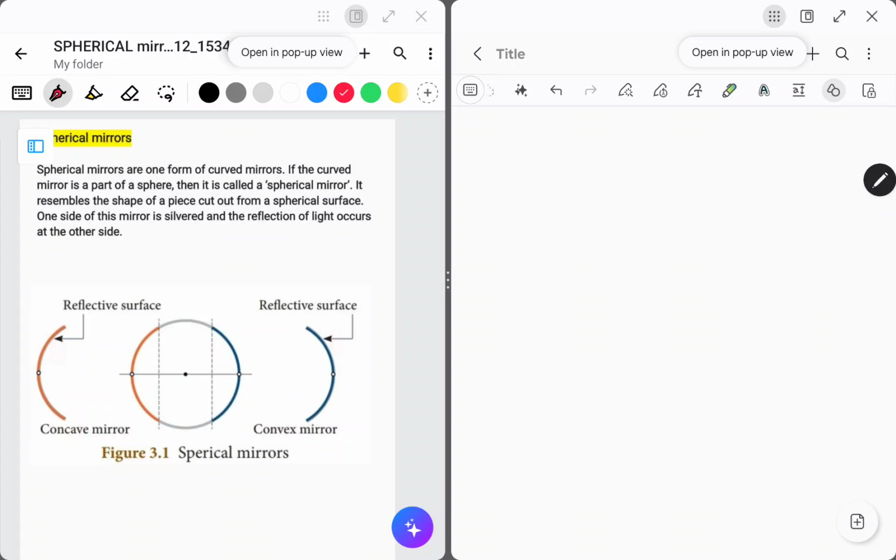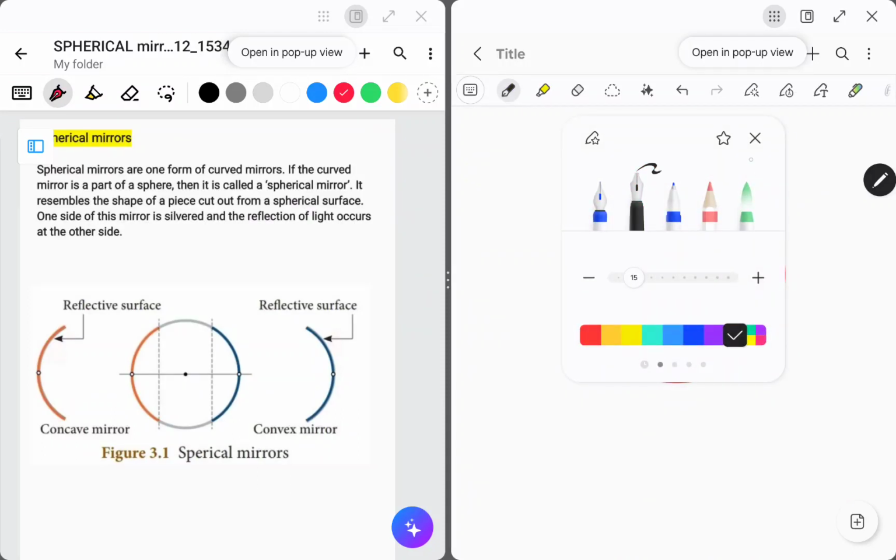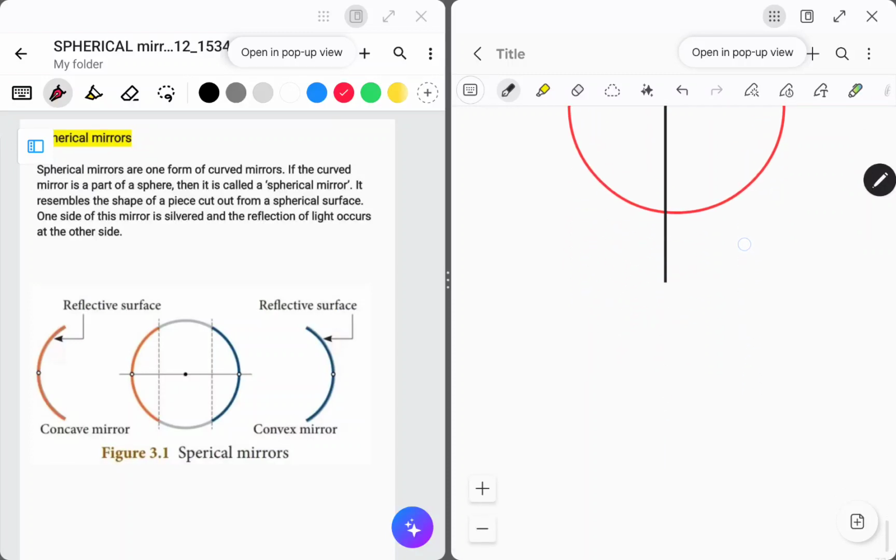In this video we are going to study clearly what spherical mirrors are. Let me draw a sphere. So this is a sphere, correct? If I cut this sphere into two halves, we will get two curved surfaces. This one is a curve, and another one is a curve. We get two curved surfaces.